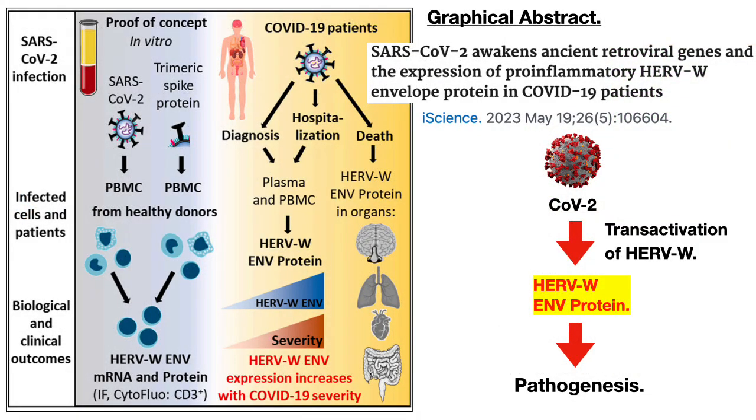Now, this is a graphical abstract from the paper we have just been mentioning. SARS-CoV-2 awakens ancient retroviral genes and the expression of pro-inflammatory HERV-W envelope protein in COVID-19 patients. I have condensed what is shown in the graphical abstract of the paper into a linear information vector. COVID-2 reactivating HERV-W directly. There's no herpes virus reactivation involved in this step.